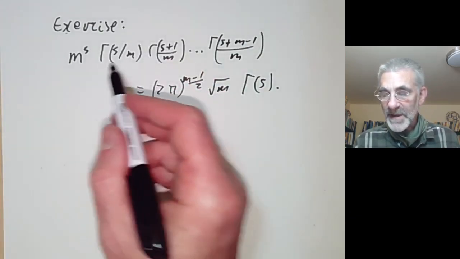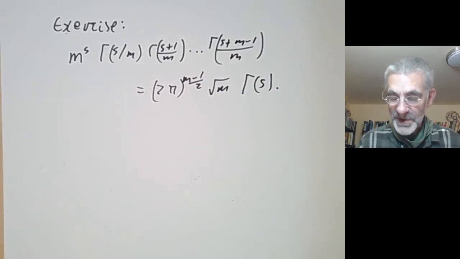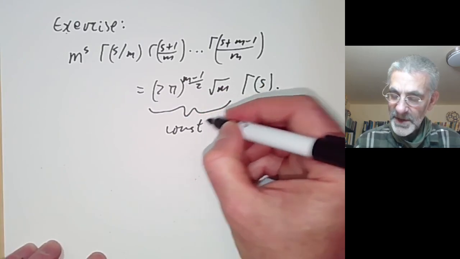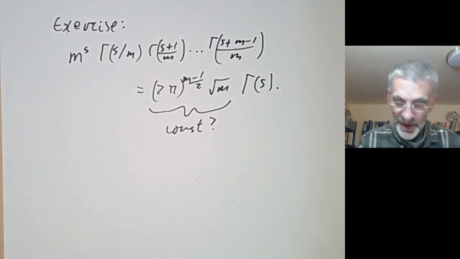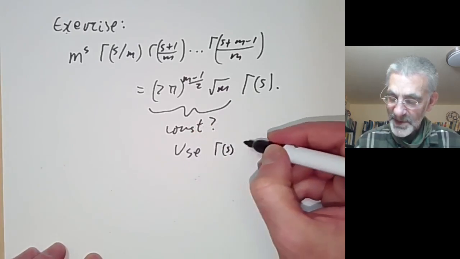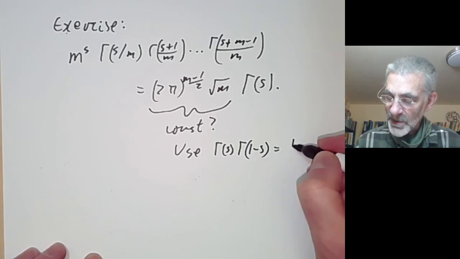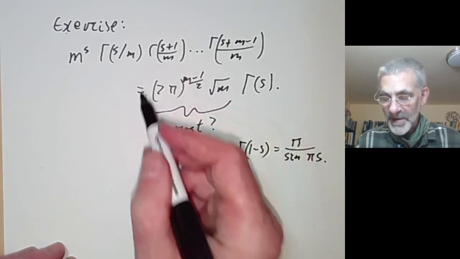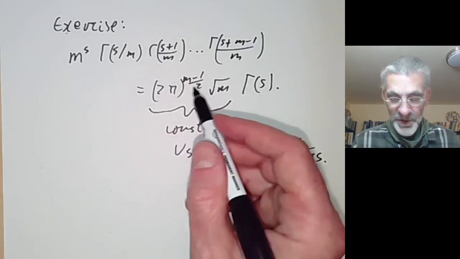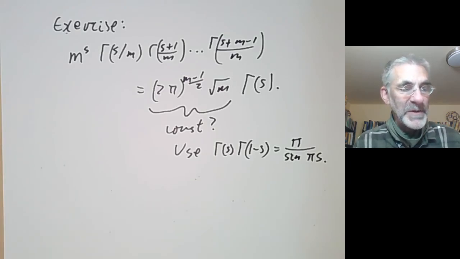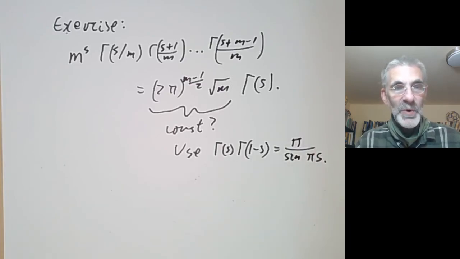So what you do for this is copy the proof that I gave for m equals 2, and the only problem is to work out what exactly this constant is. And to work out the constant, one way of doing it is to use the fact that gamma of s times gamma of 1 minus s is equal to pi over sine pi s. And using this formula and a little bit of algebra or whatever, you should be able to work out this constant. Okay, that'll be enough for the gamma function for the moment, although I'll probably come back to it in a later lecture because there's plenty more to say about it.